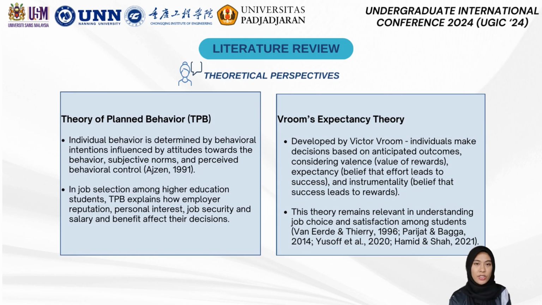Next, let's discuss the theoretical perspective. The theory of planned behavior (TPB) suggests that individual behavior is determined by behavioral intention influenced by attitudes towards the behavior, subjective norm, and perceived behavioral control. In the context of job selection, TPB explains how employer reputation, personal interest, job security, and salary and benefits affect students' decisions. Additionally, expectancy theory, developed by Victor Vroom, posits that individuals make decisions based on anticipated outcomes, considering valence, expectancy, and instrumentality. This theory is relevant for understanding job selection and satisfaction among students.